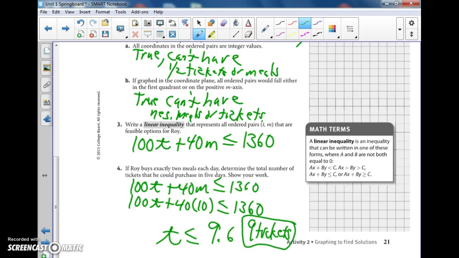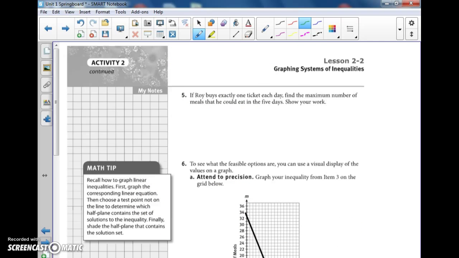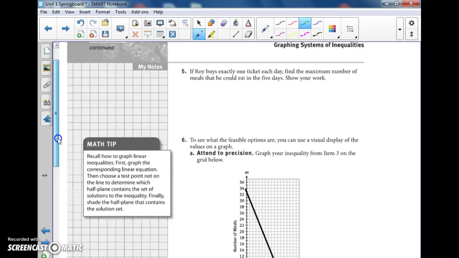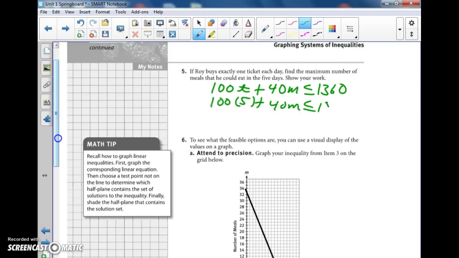So far, so good. On to the next part now. Number 5: if Roy buys exactly 1 ticket each day, find the maximum number of meals that he can eat in the 5 days, and show your work. So if he buys 1 ticket each day, how many tickets will he buy? 5, right. Put 5 in there. Now, just like the last problem, solve for M. Then M would have to be less than or equal to 21 meals. That's right, good job.